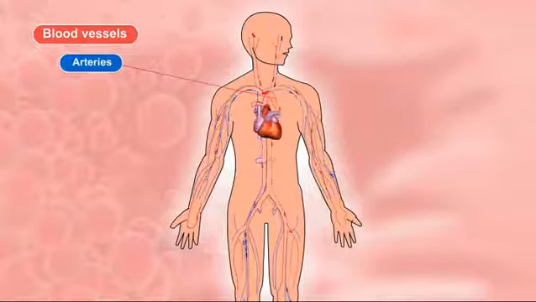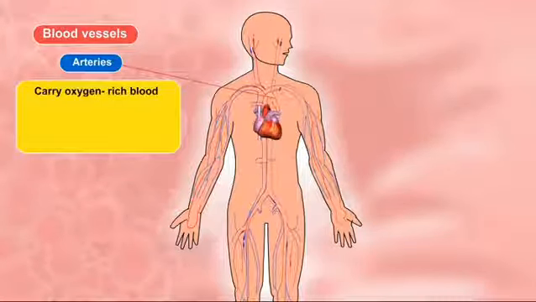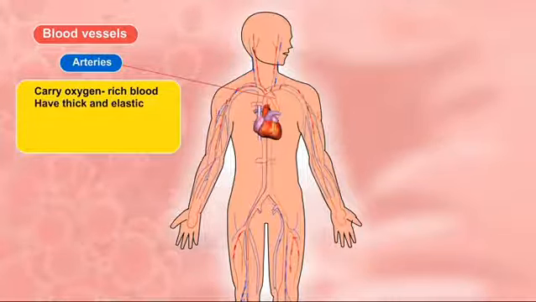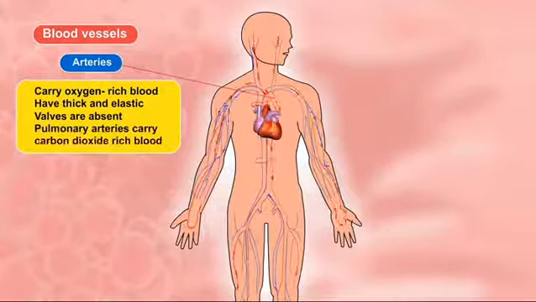Arteries. Arteries carry oxygen-rich blood from the heart to various parts of the body. They have thick and elastic walls as the blood flowing through arteries has high pressure. Valves are absent. Pulmonary arteries carry carbon dioxide-rich blood from the heart to the lungs.